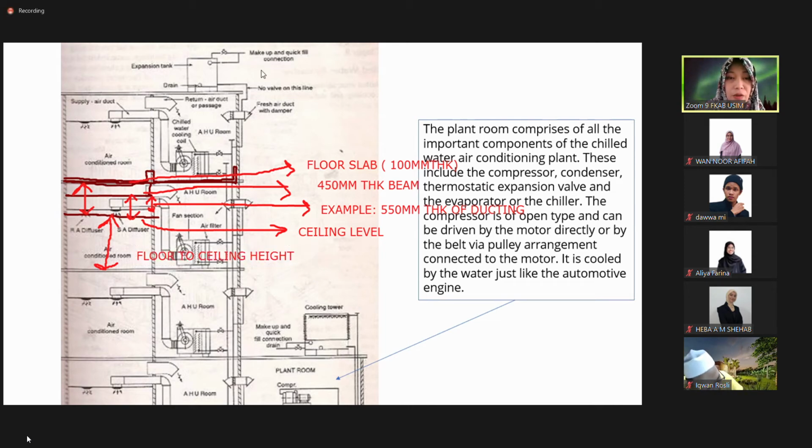Floor to ceiling height normally for public, you cannot provide 2.7 meters height. Very low. At least, the bylaw says minimum 2.4 for the occupant's room, for the room that has the occupant, for the occupancy. But as a designer, this is where we have to think.